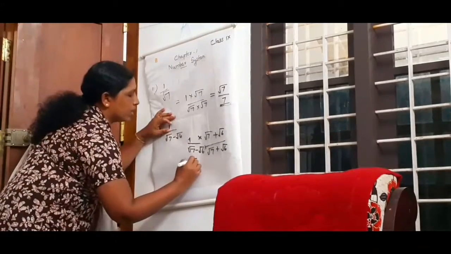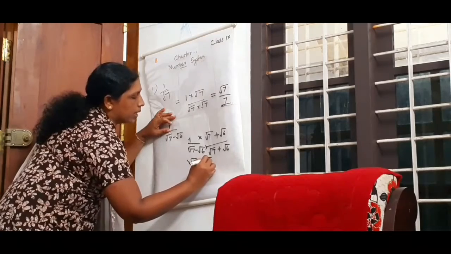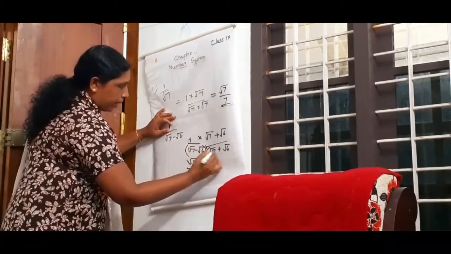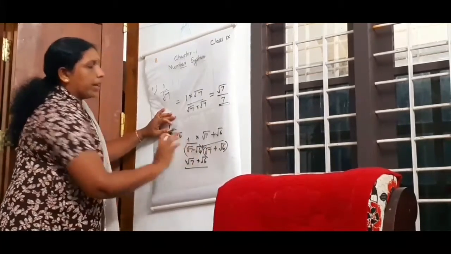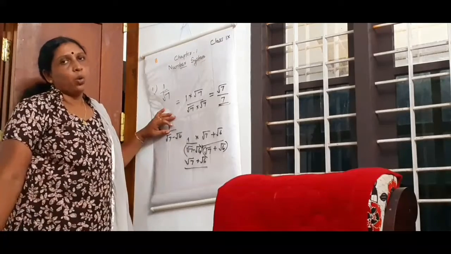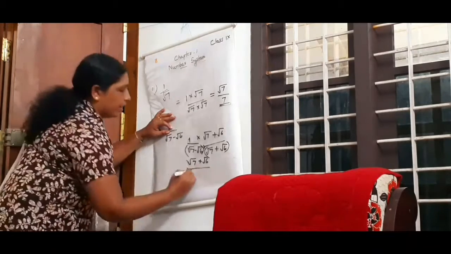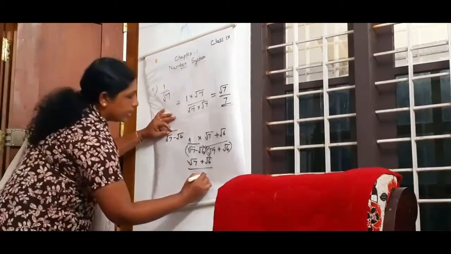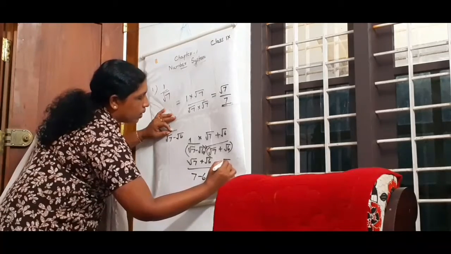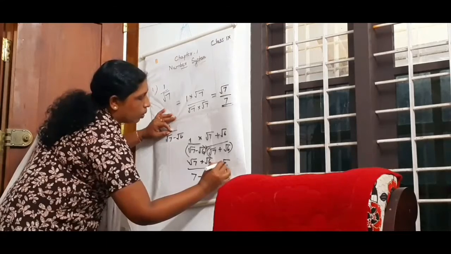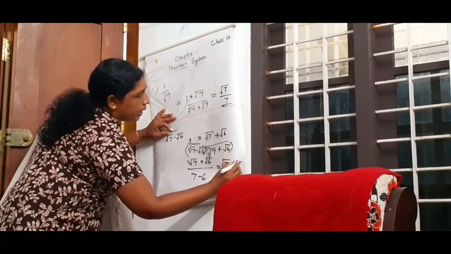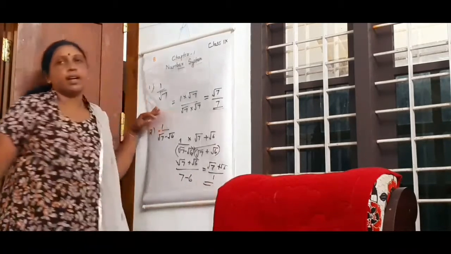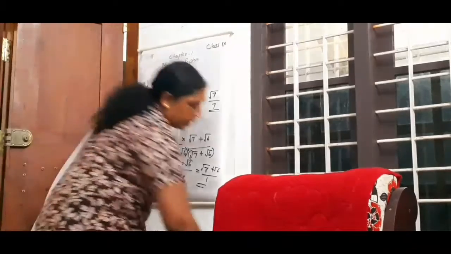That is root 7 plus root 6 divided by, that is a plus b into a minus b, that is a squared minus b squared. A is root 7. A squared is 7. 7 minus b squared, that is root 6 squared, that is 6. So root 7 plus root 6 by 7 minus 6, that is 1. That is the answer. Okay. Now we can go to the next question.